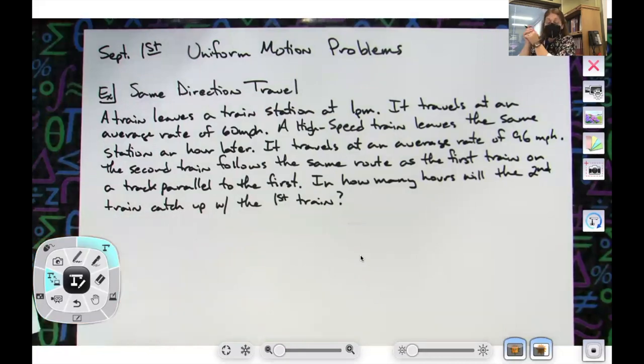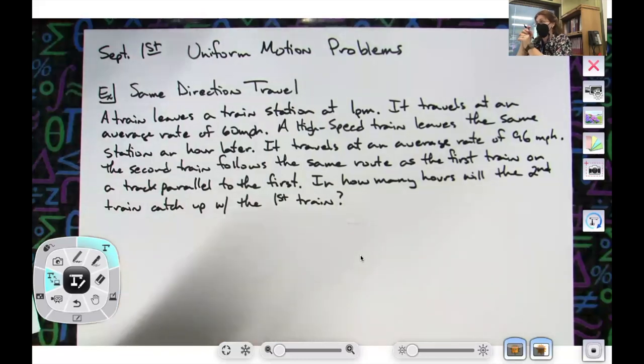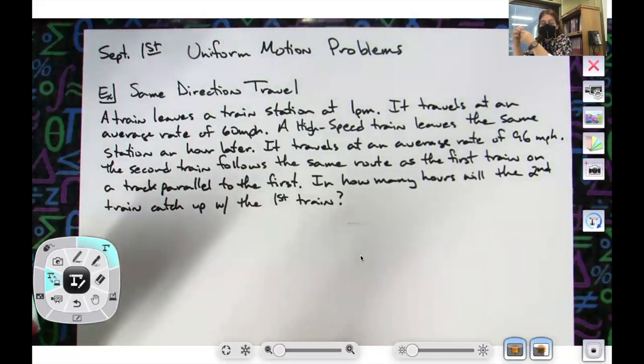Now, just out of curiosity, did we do uniform motion last year? Did we do problems like this last year? I think we did, but I don't think it made sense. Okay, all right. You got to trust me on this. My method is going to make this seem simple.